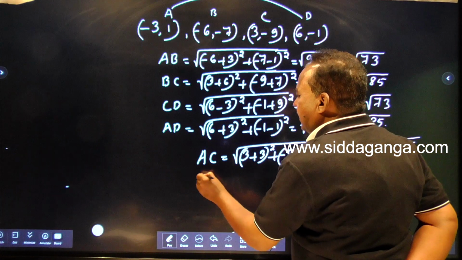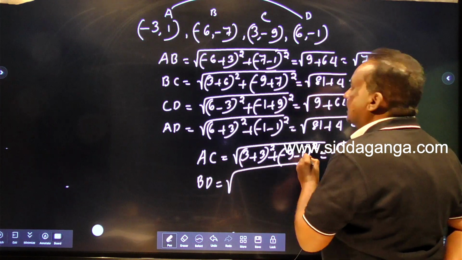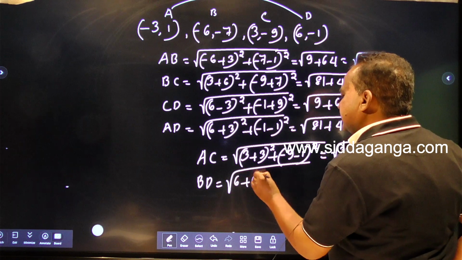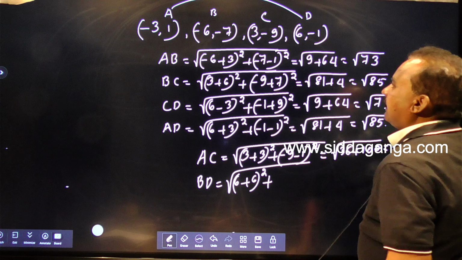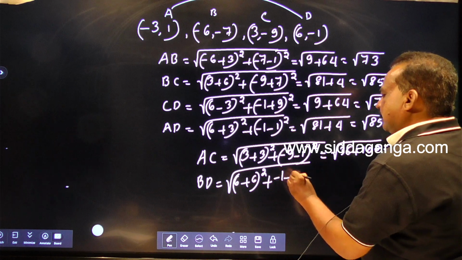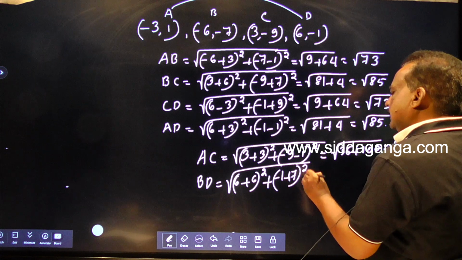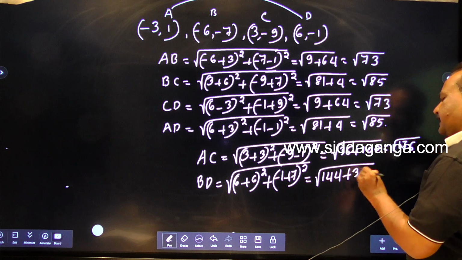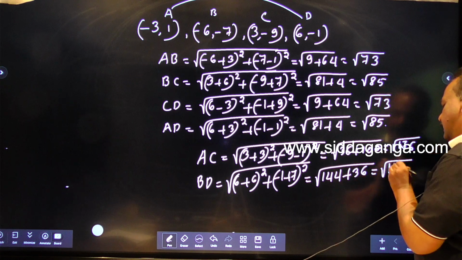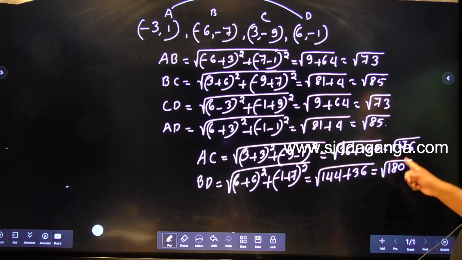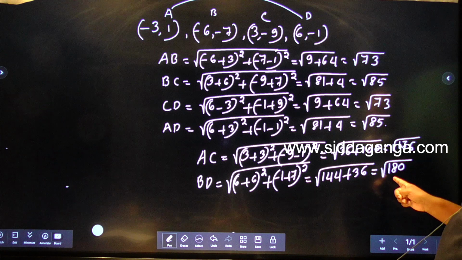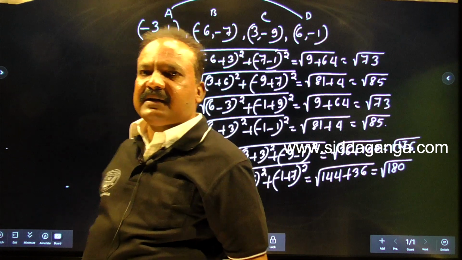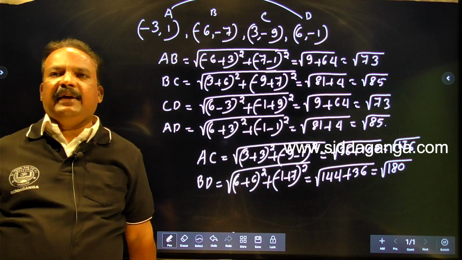Similarly, the second diagonal is BD. Second vertex and the fourth vertex, square root of 6 plus 6, whole square, plus y2 minus y1, minus 1 plus 7, whole square. 6 plus 6, 12 square is 144. 6 square is 36. So that gives you root 180. See, the diagonals are unequal. Hence, the given points must be the vertices of a parallelogram.